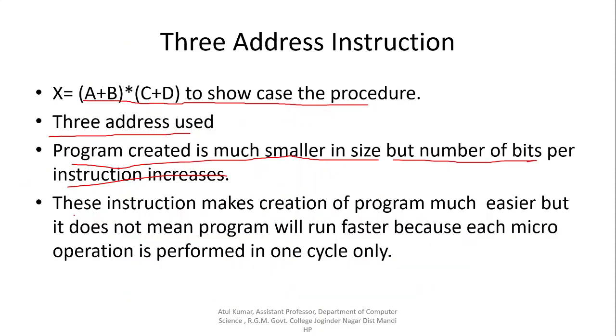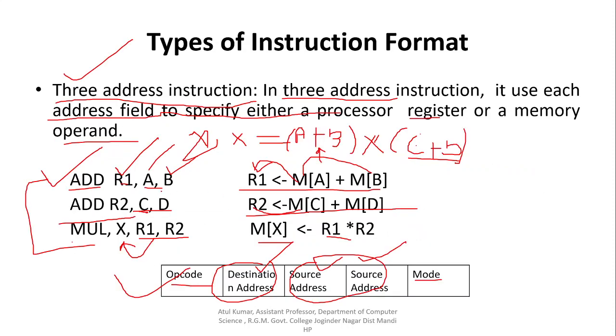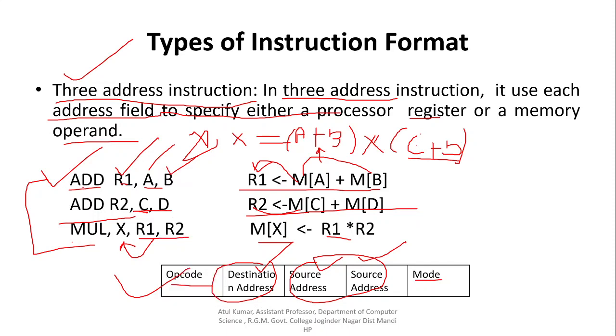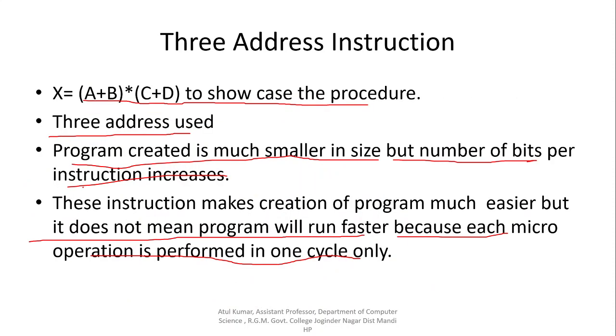So these instructions make the creation of a program much easier, but it doesn't mean the program will run faster, because each micro operation is performed in one cycle only. As we can see here, we have to load firstly the content of A. So this one is one micro operation. We have to load the content of B, so this one is another micro operation. So the program content is smaller, but it takes much time to execute each instruction in case of 3 address instructions.